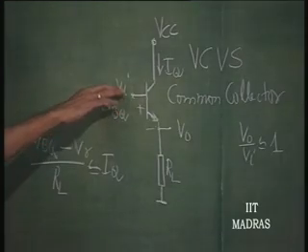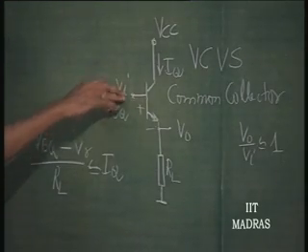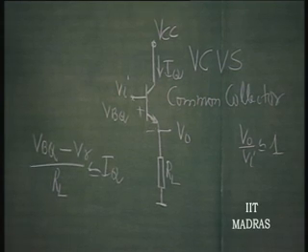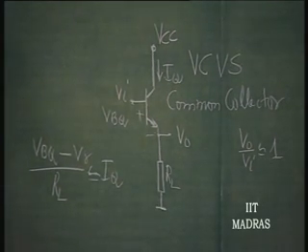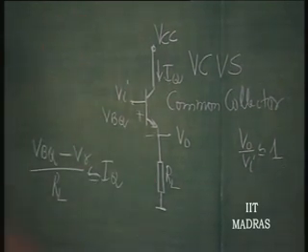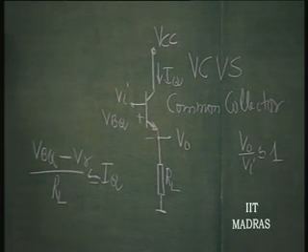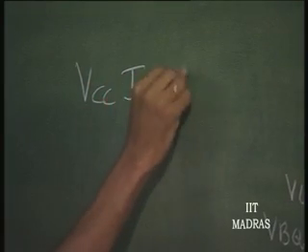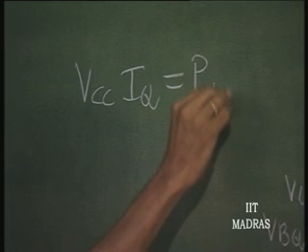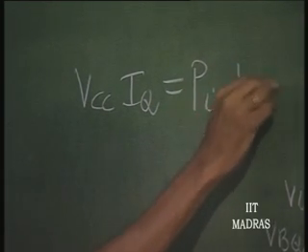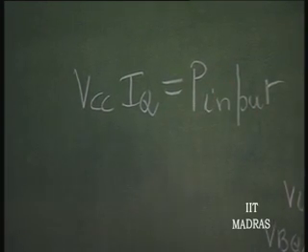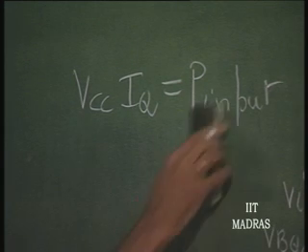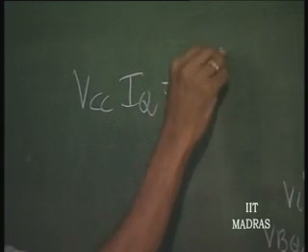Therefore, even when there is no signal applied, this is dissipating power. What is the power dissipated in the whole of the structure? It is nothing but VCC into IQ. This is the power input. So, we will call it PI. So, the power input.